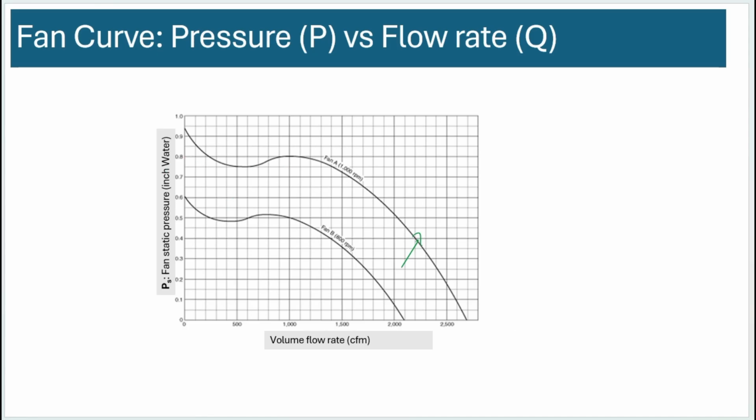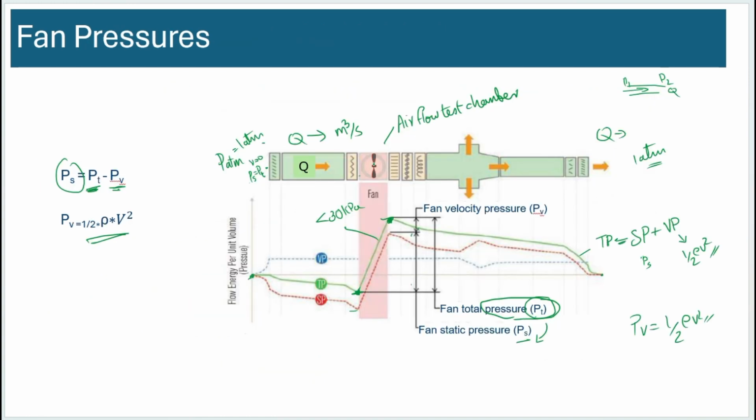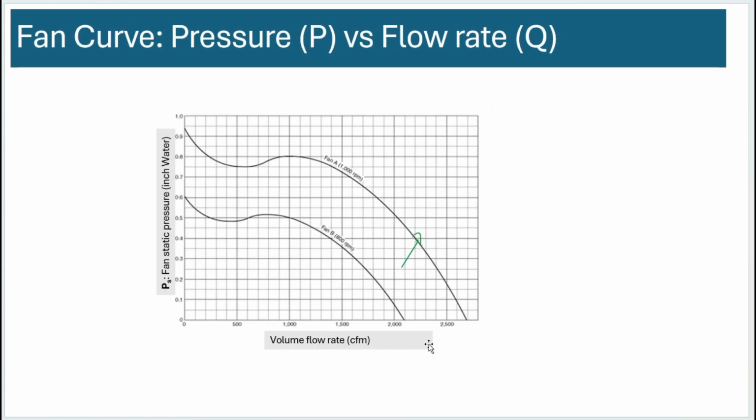If you have a fan operating at two different speeds here, the jump in pressure will be more for a higher speed, okay? And it will also help you move a lot more flow rate. So eventually the curves are going to be higher in pressure, and also they will go to a higher volumetric flow rate too. So two different RPMs of the same fan. This is how the curves look.